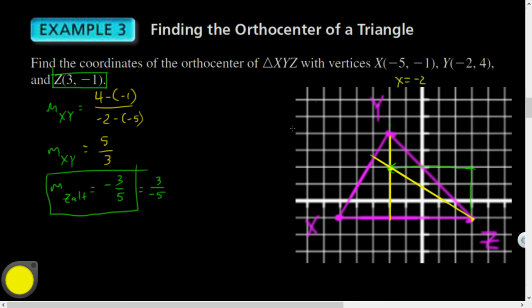-2, 2. Yeah, -2. And what's the name of this point? Orthocenter.